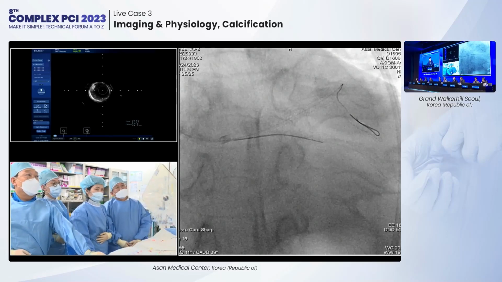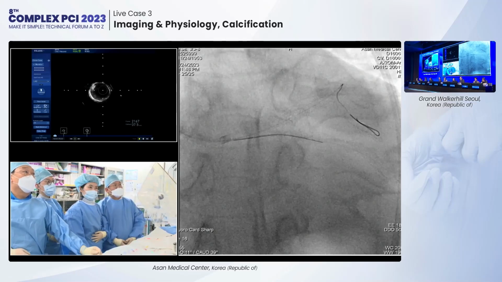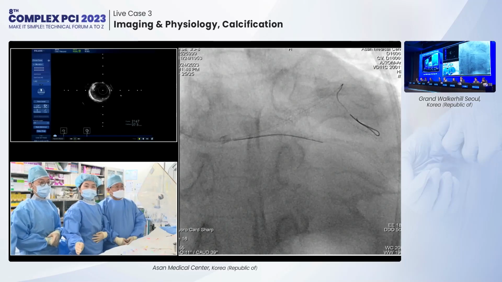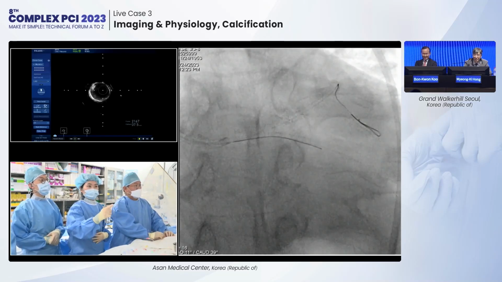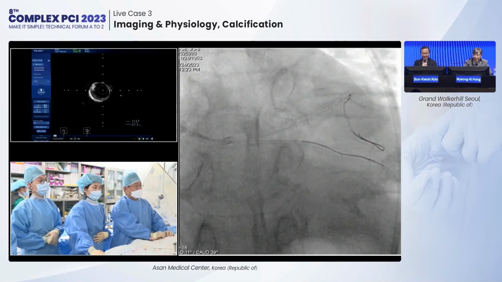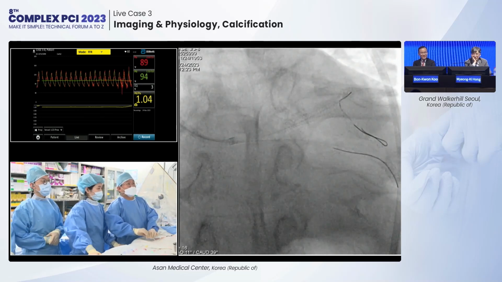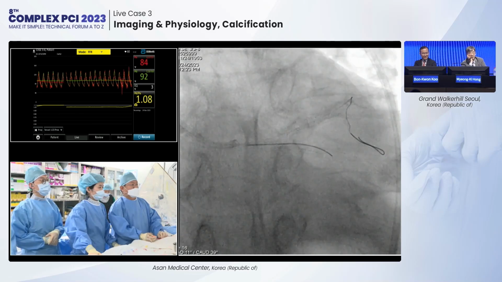So I'd like to measure the FFR because the angiography is ambiguous. I was sure it looks very tight, but the IVUS catheter location may affect the IVUS finding. So I'd like to check the functional significance of the ostium. Okay, so after equalization. What kind of pressure wire are you using, Professor Ahn? This is Abbott. Quite interesting.